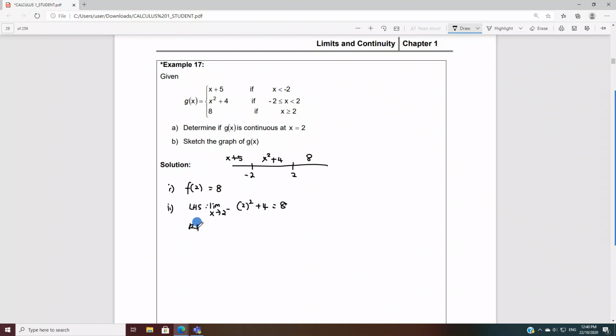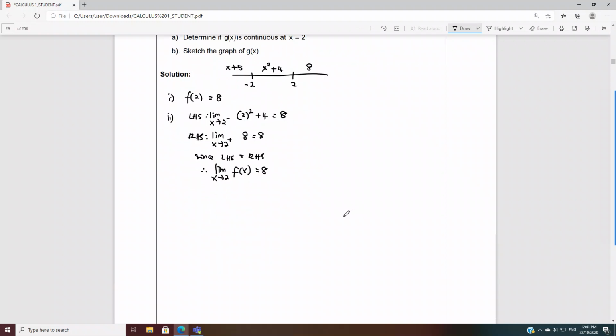Okay, right hand side limits. Limits x approach to 2 positive. Okay, so yang ni 2 ya, bukannya negatif. Dia negatif ke atas ni adalah maksudnya left hand side. Kalau positif atas ni maksudnya right hand side. So right hand side kita ambil 8 lah. Equals to 8. Okay, since left hand side equals to right hand side, therefore limits x approach to 2 function of x equals to 8.